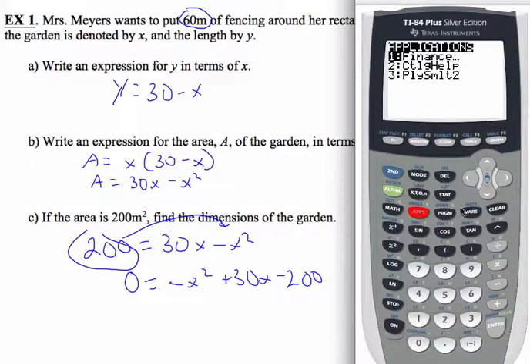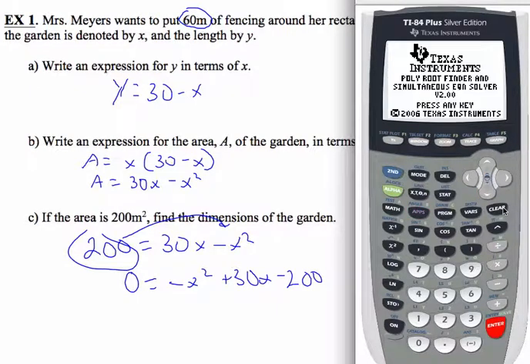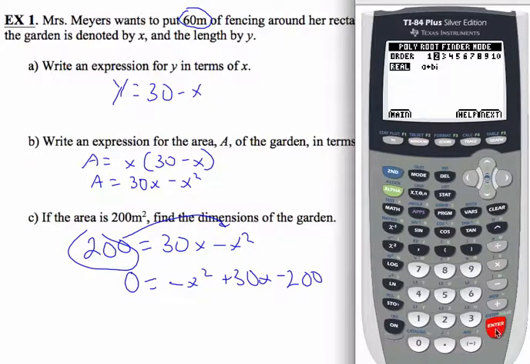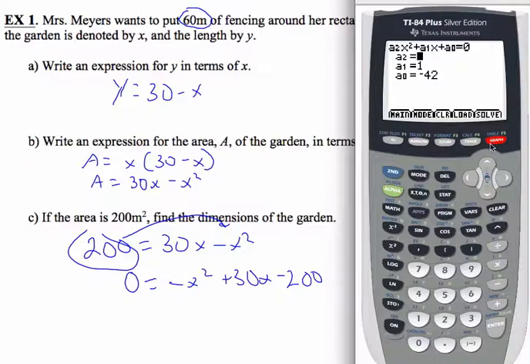So apps, PolySmlt2, and go to polyroot finder and next, and I'm going to clear that and type in the coefficients here. So it's -1 and 30. And then we have -200, and I'm going to click on solve, and then we have 20 and 10 are our solutions.